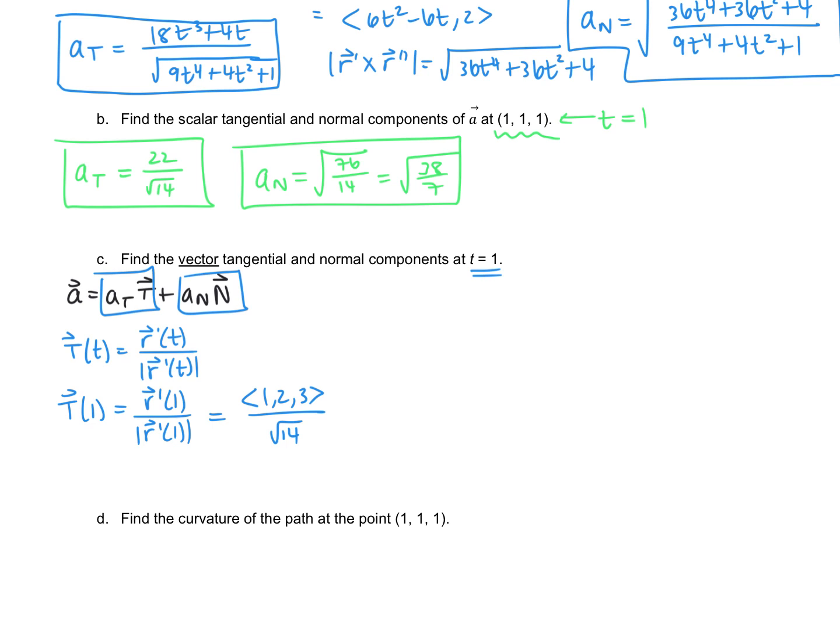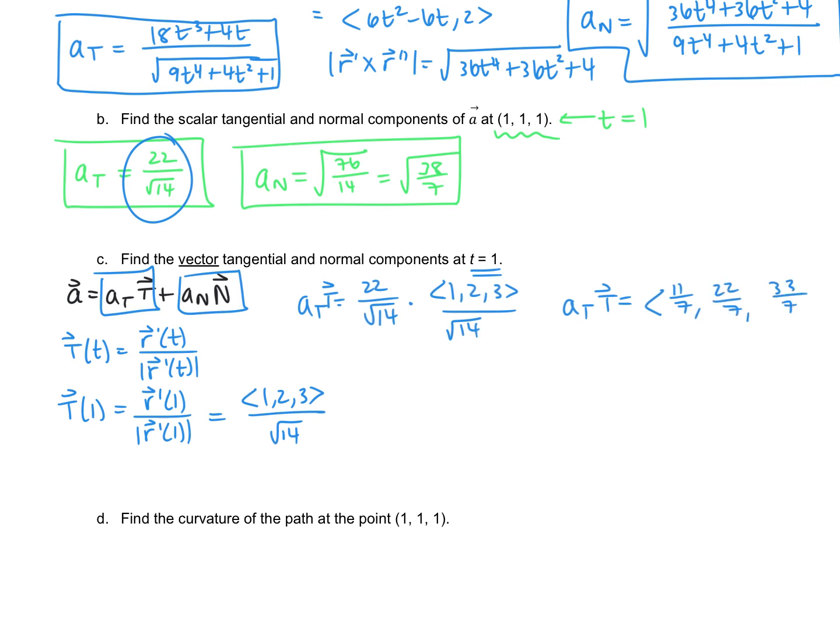So then, the vector tangential. I'm going to take this value I got above, so the 22 over root 14, and multiply by the vector, which gives us then the vector tangential. Sorry, I didn't have the best notation here. There we go. Vector tangential is 11 over 7, 22 over 7, 33 over 7.